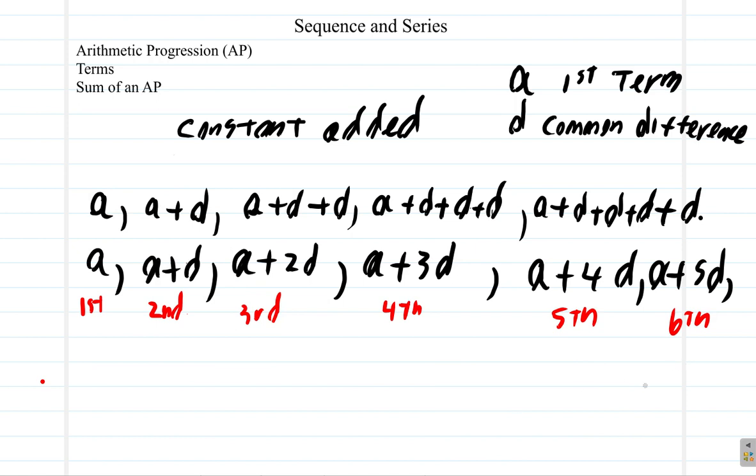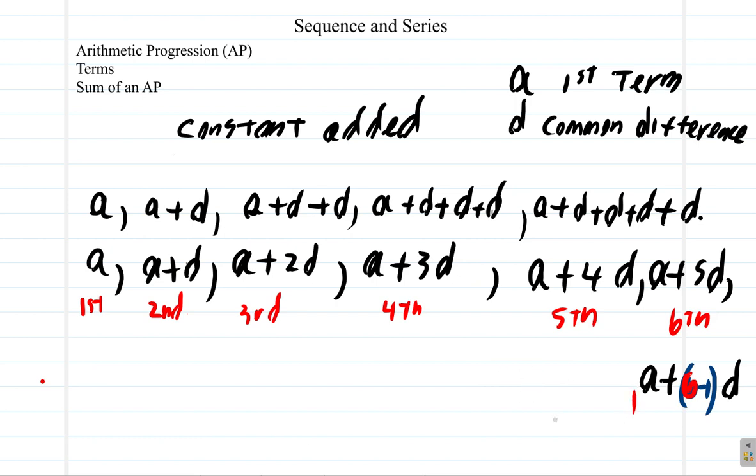This thing is a plus. The 6th term is 5d, which is 6 minus 1, d. You see that? So it's a plus 6 minus 1, d. Because it's a plus 5d. Right? So in this case, you had a 6th term, term number 6. You minus 1, d.